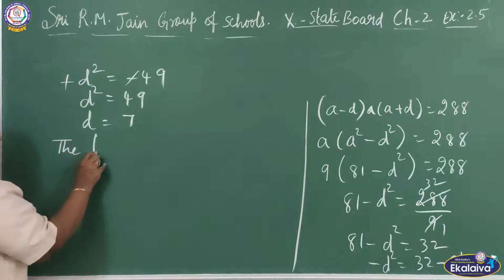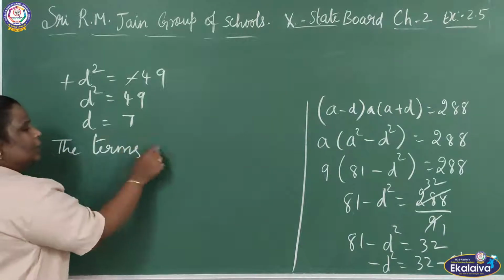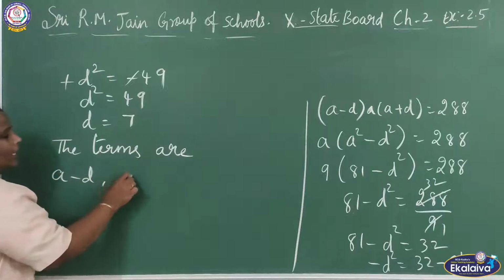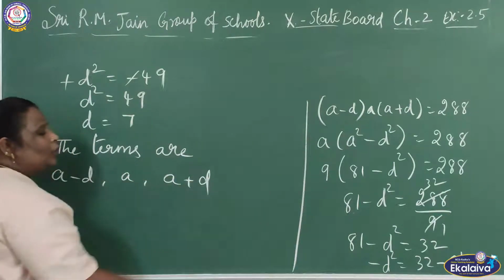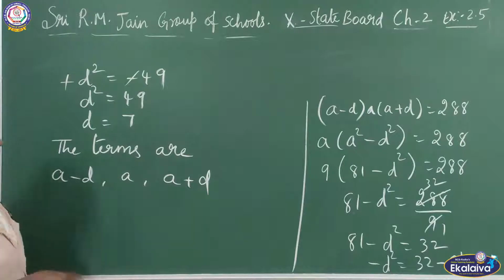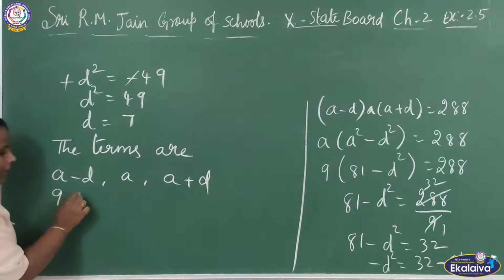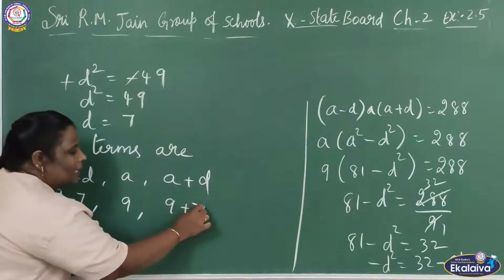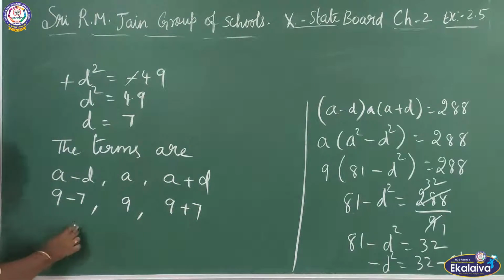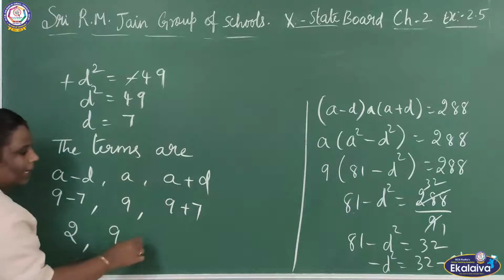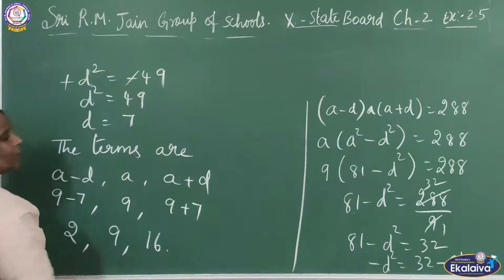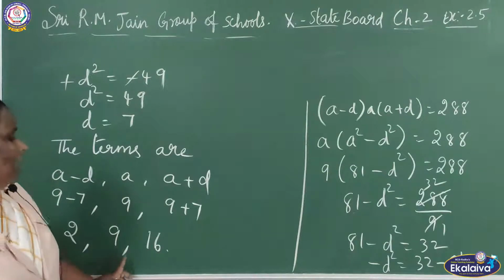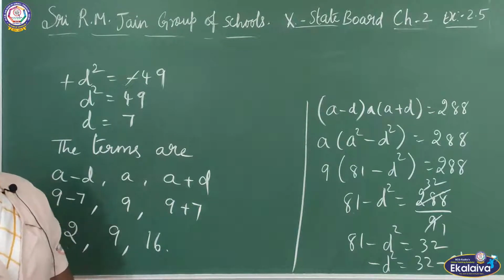What are the terms? The three consecutive terms we have taken are A minus D, A, A plus D. So you substitute the values of A and D here. What is A? 9 minus 7, 9, 9 plus 7. 9 minus 7 is 2. So the three consecutive terms are 2, 9, 16.